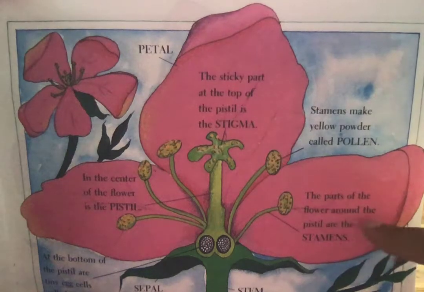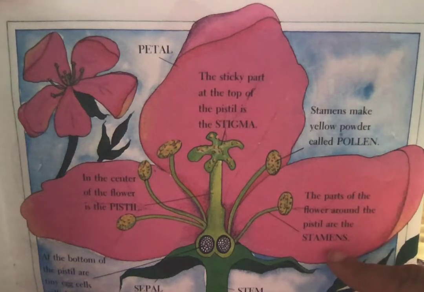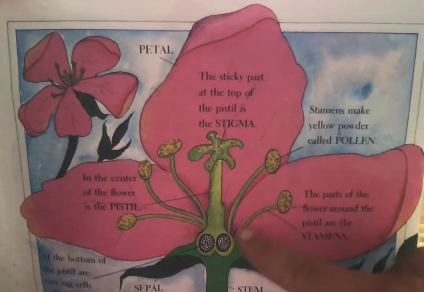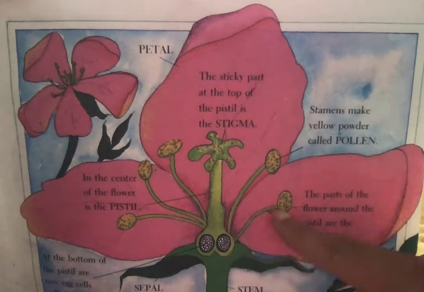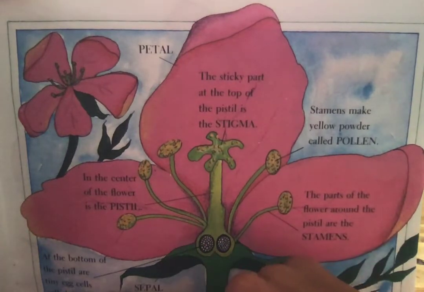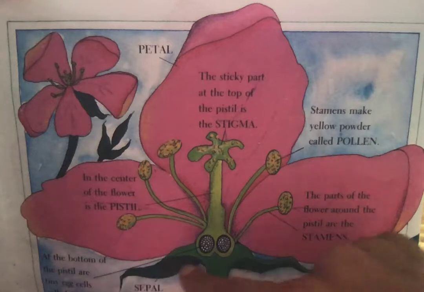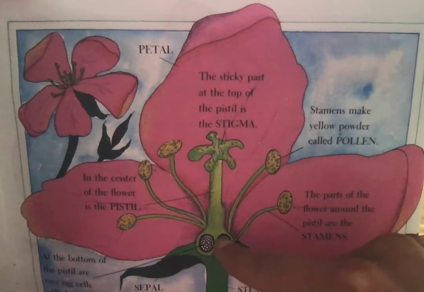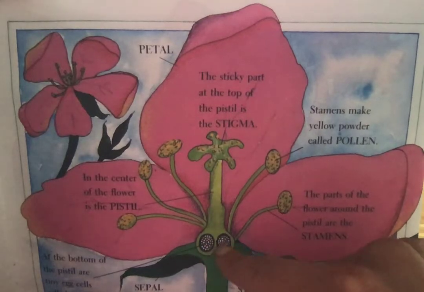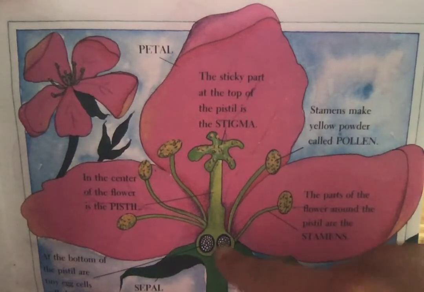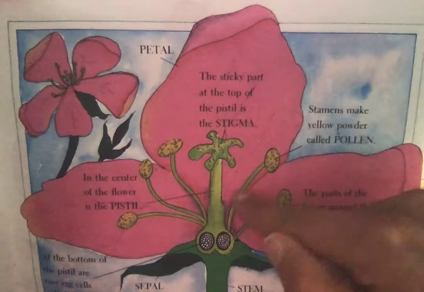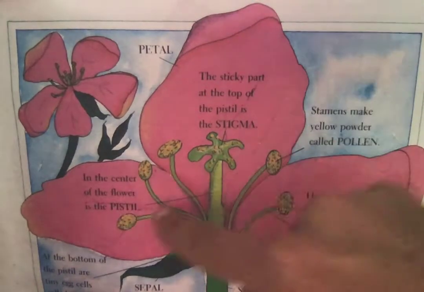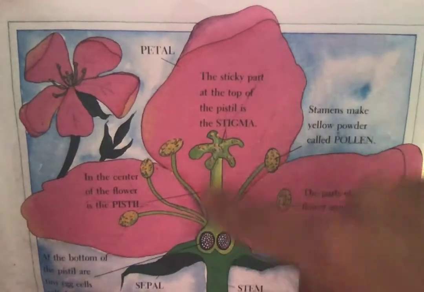The parts of the flower around the pistil are the stamens. So these long parts are called the stamens. At the top of the pistil are tiny egg cells called ovules. Look in there. This is kind of like the eggs of the flower. This is what's going to turn into a seed when some other pollen comes down the stamen. And in the center of the flower is the pistil. This is the pistil right here.